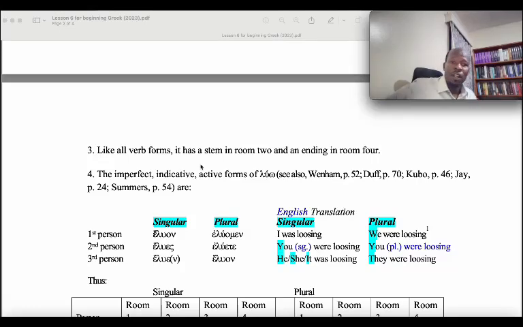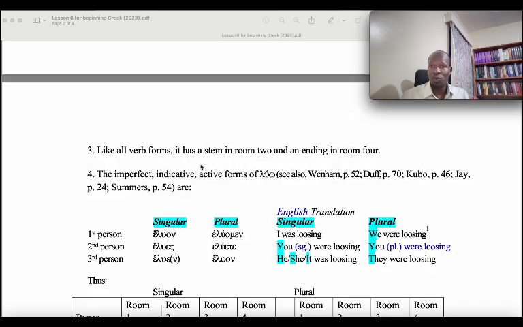And the other characteristic of the imperfect tense is that, like all verb forms, it will have the stem and the ending. So, as you know from your previous lesson, room 2 is designated for the stem, and room 4 for the ending.